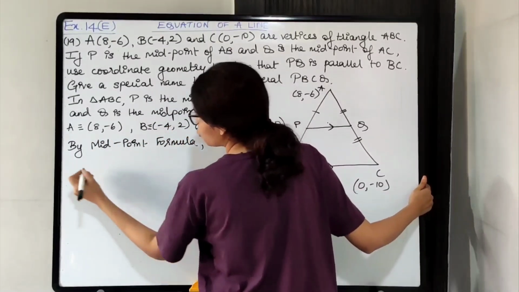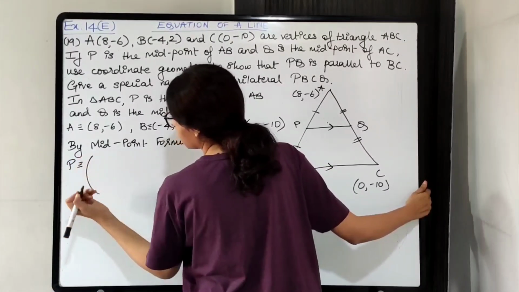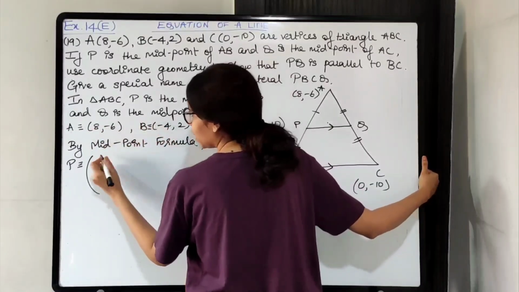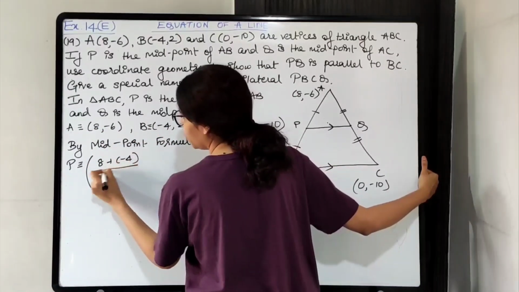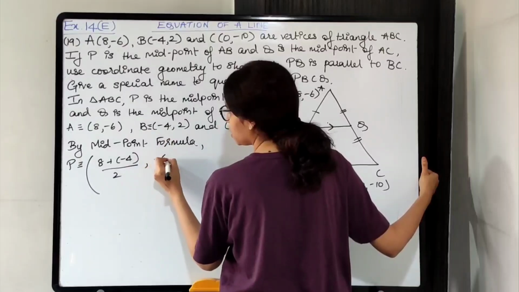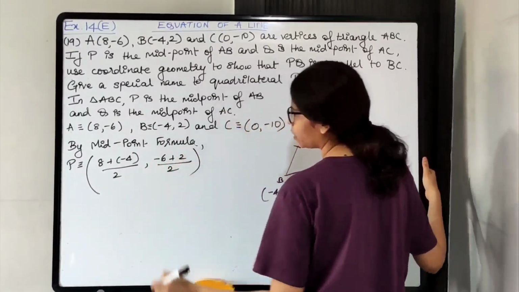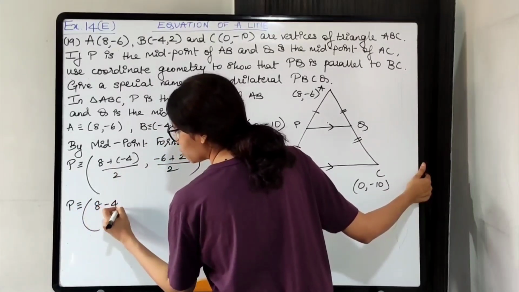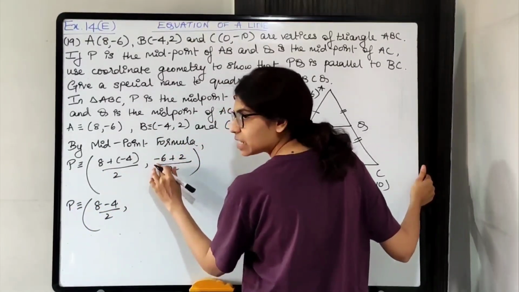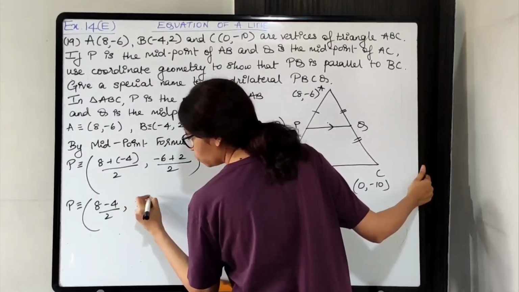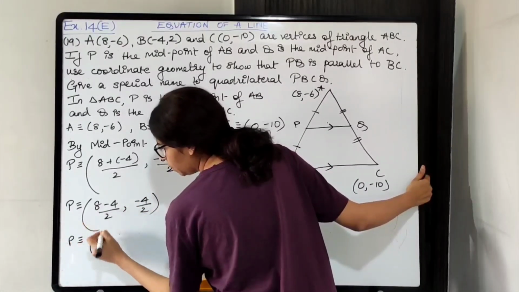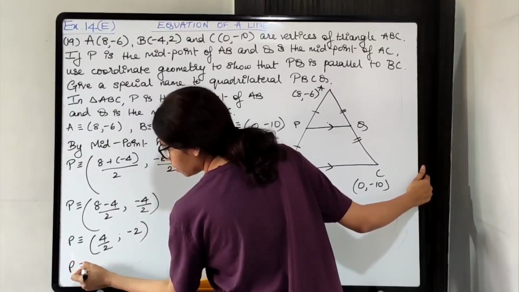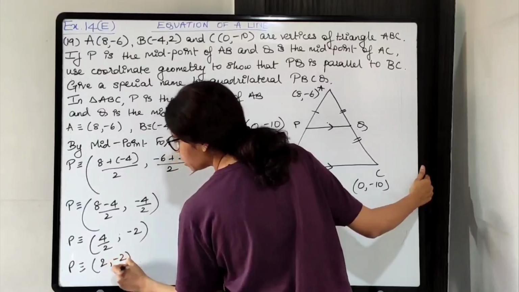What will the coordinates of P be? It is the midpoint of AB, so add the x coordinates of A and B, divide by 2. Add the y coordinates, divide by 2. So plus minus minus here. 2 minus 6 will give minus 4 upon 2. And 8 minus 4 is 4 upon 2. And this will give minus 2. So the coordinates of P are (2, -2).